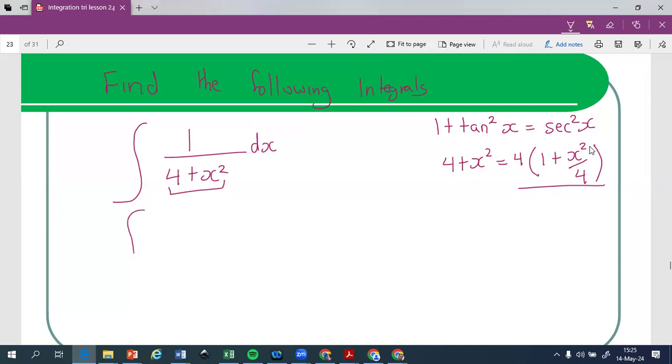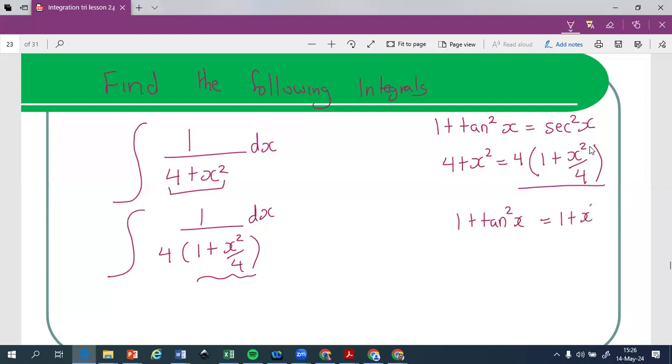Now, what do I do? I come back to my integral and write it as 1 out of 4 into 1 plus x squared out of 4, everything dx. The bracket is what I'm going to compare with. So we compare, or we equate: 1 plus tan squared x is equal to 1 plus x squared out of 4. Members, are we together on that?